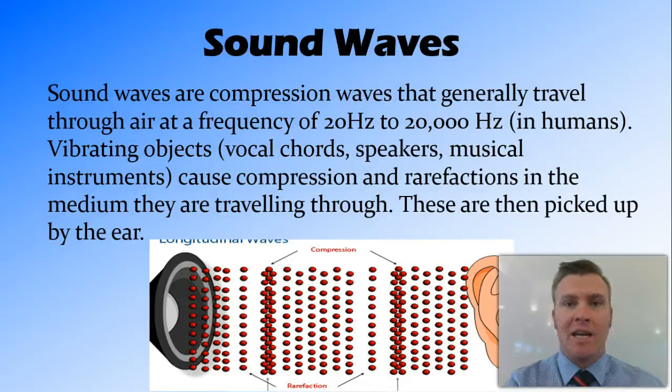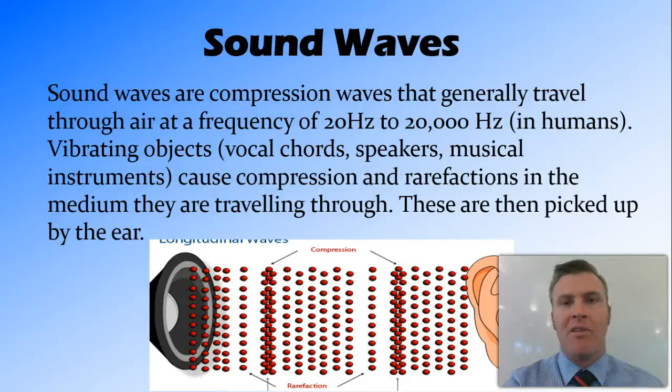Other animals can hear higher and lower, and it just depends on the structure of the ear for those animals. So for example, dogs can hear much more, and as you get older, your ability to hear, especially in the high frequencies, decreases. So not all humans will be able to hear up to the 20,000 Hz.